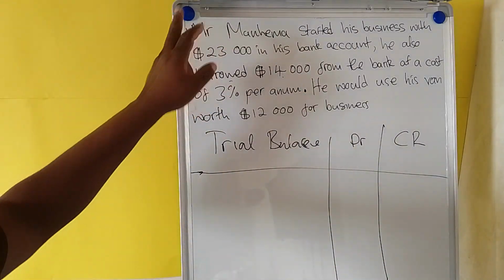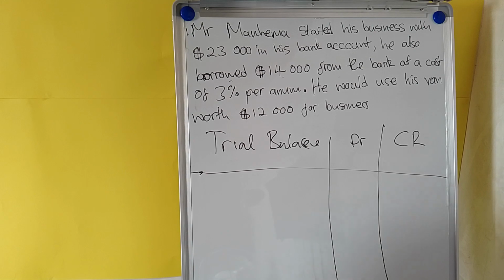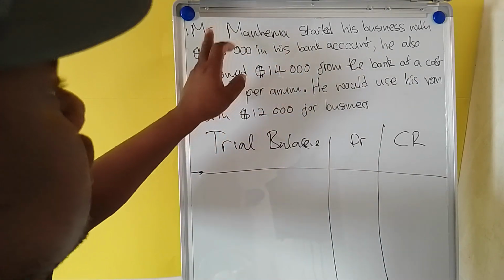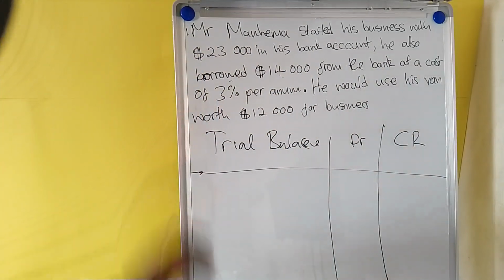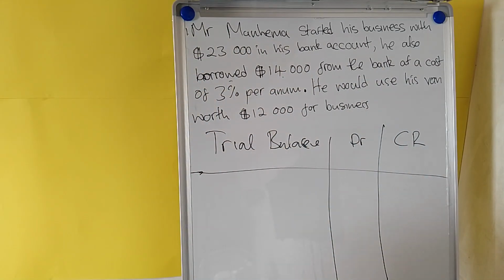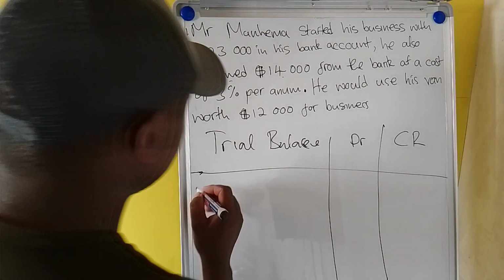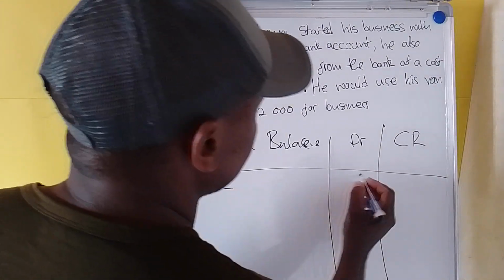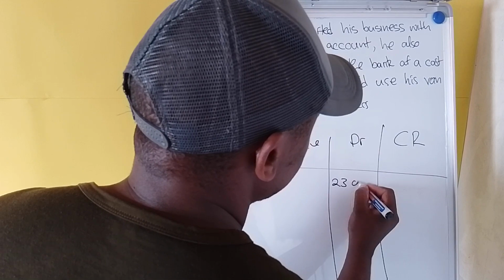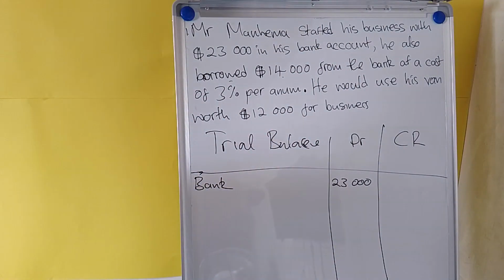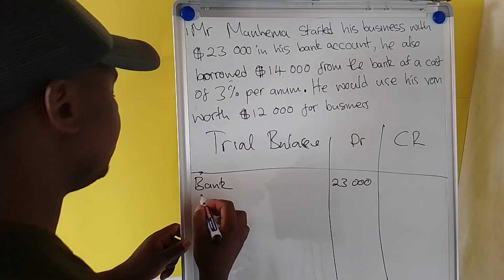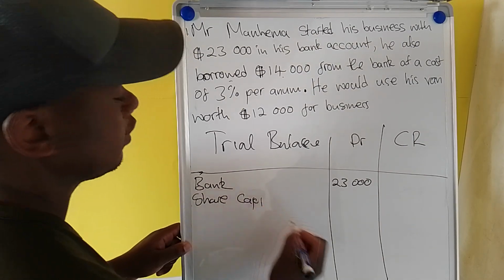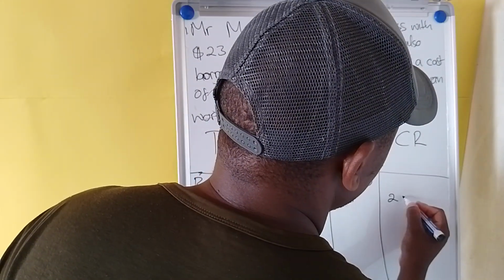Now let's look at the first statement. He started his business with $23,000. Okay, it means we have the bank account with $23,000. We also have the share capital with $23,000.